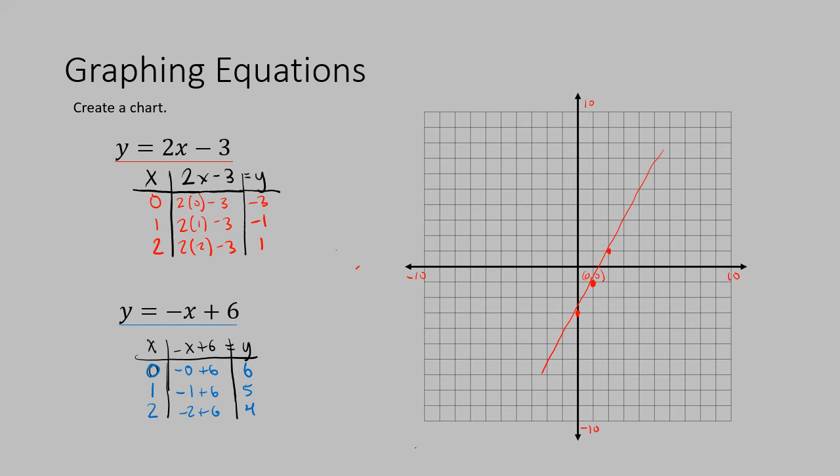So let's plot these points. We've got the point (0, 6), the point (1, 5), and the point (2, 4), all on this one line. And again, if you know you're dealing with a line, you only really need to plot 2 points. So anyway, (0, 6): 1, 2, 3, 4, 5, 6. (1, 5): 1, 2, 3, 4, 5. And (2, 4): 1, 2, 3, 4.